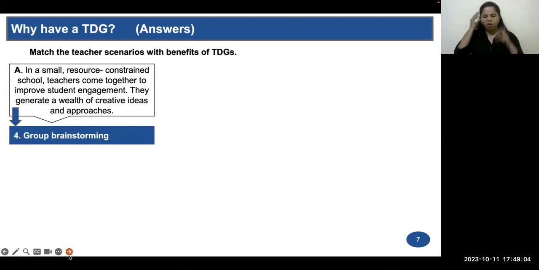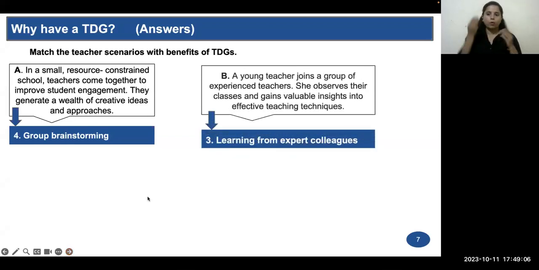Another benefit of teacher development group is that teachers can learn from expert colleagues in the group. The group is of diverse teachers. So some are expert in grammar, some are expert in teaching strategies or technologies, and you can learn from each other and one another.